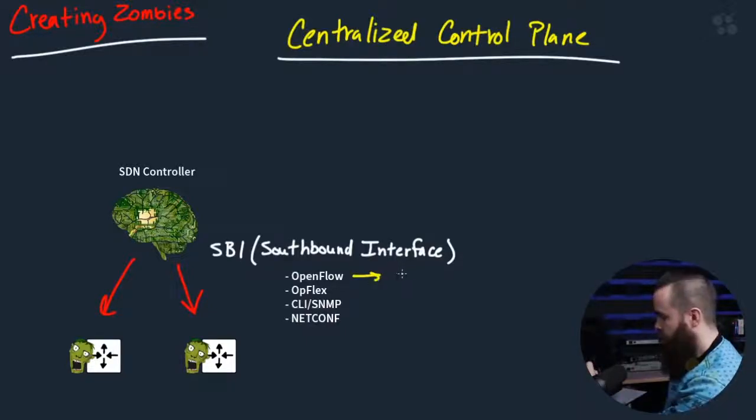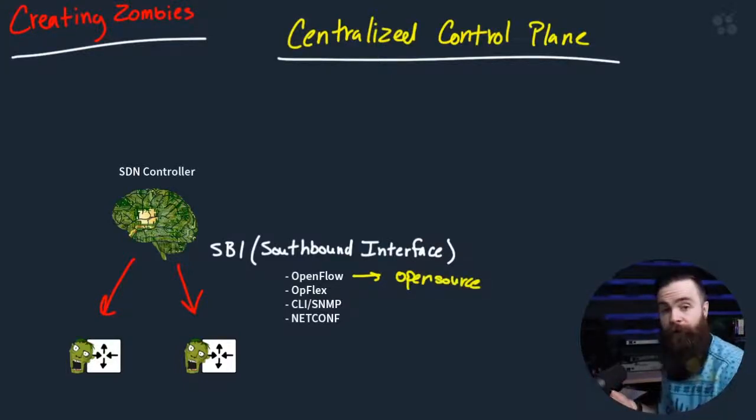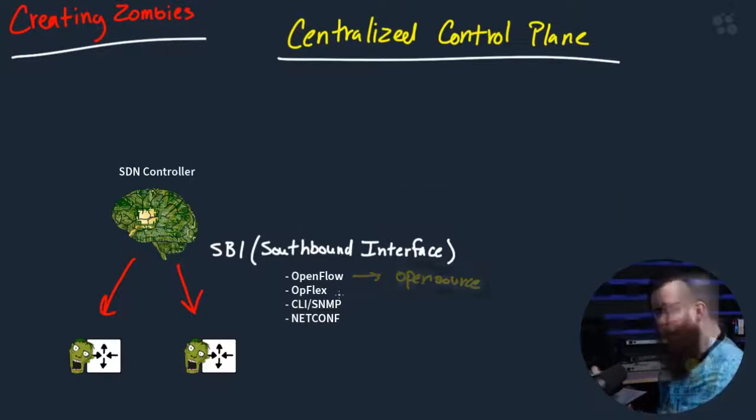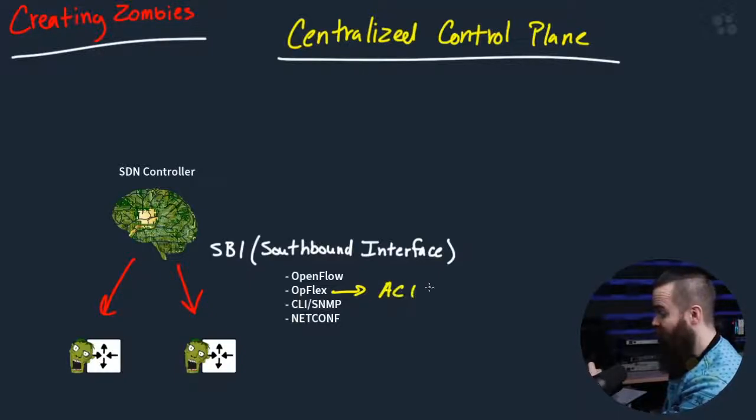OpenFlow is open source. OpenFlow has been around for a while. It's an industry standard API. It's run by the Open Networking Foundation, the ONF. OpFlex is another southbound API that is used with Cisco's ACI product.